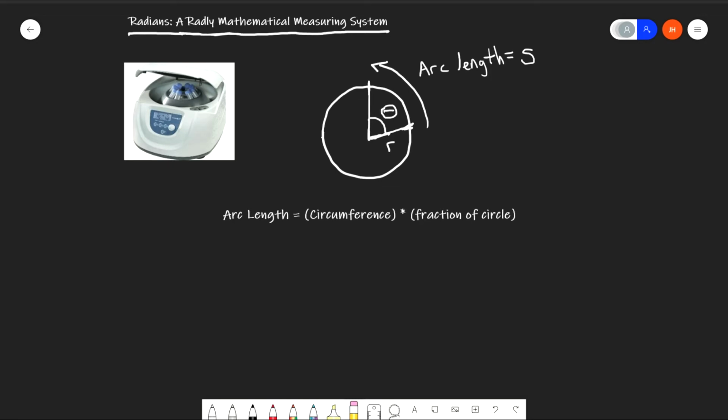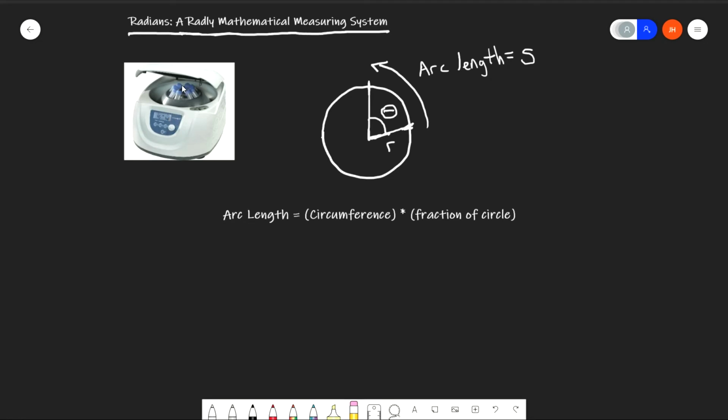One common application when working with angles is looking at things like arc length. So why do physicists care about arc length? Well, it's an essential thing to be able to calculate when you're working with circular motion. And one particular example where we might see circular motion is in a centrifuge, which is what I have pictured here.